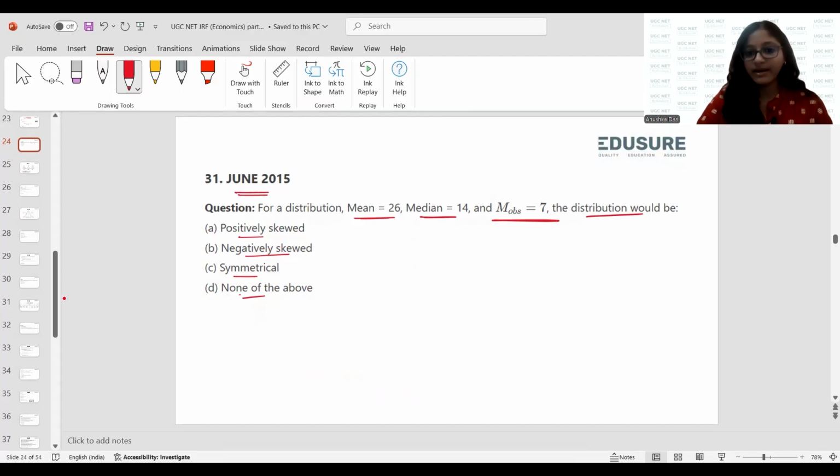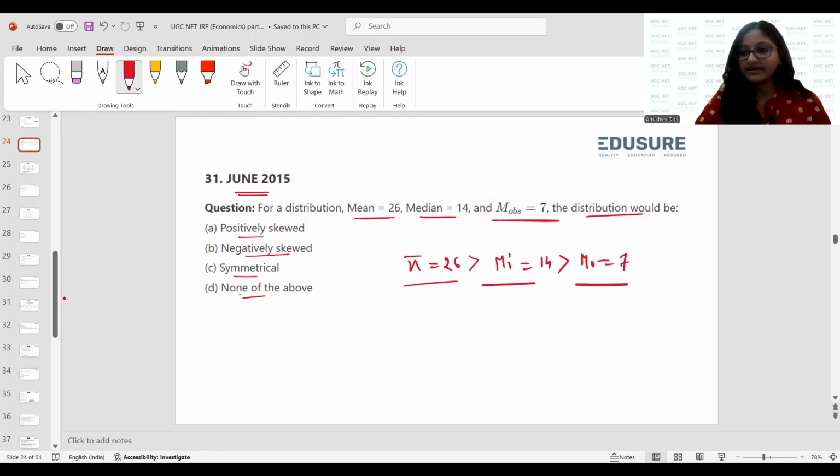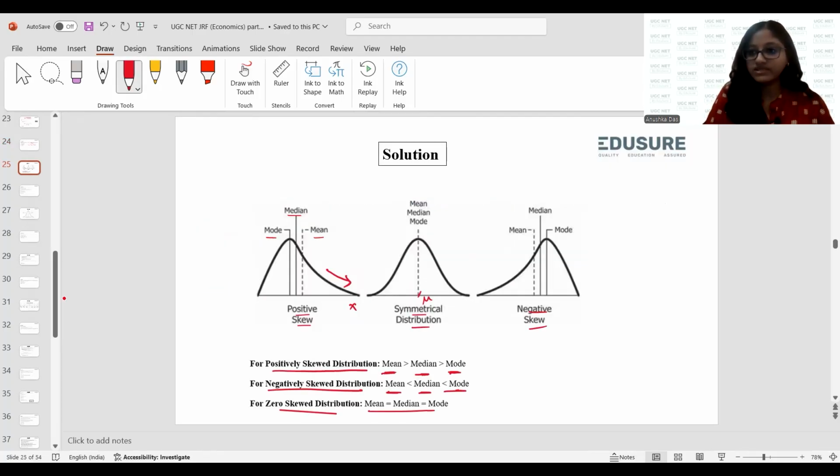Now let's get back to this question. Your mean value is 26. Is it greater than median? Yes, it is greater than the median, which is 14. Is it greater than mode? Yes, the mode value is 7. So mean is strictly greater than median, strictly greater than mode. So it will be a positively skewed distribution. Right? So this is how you solve this kind of questions.